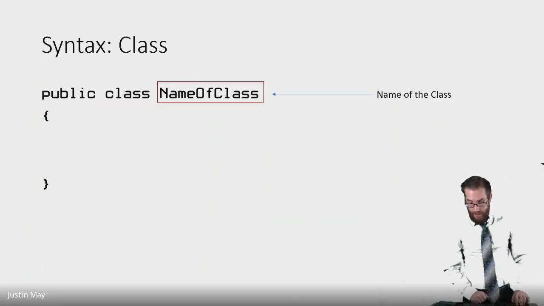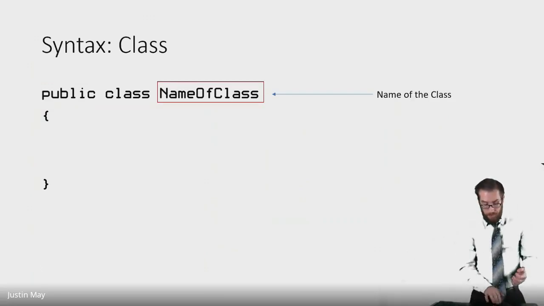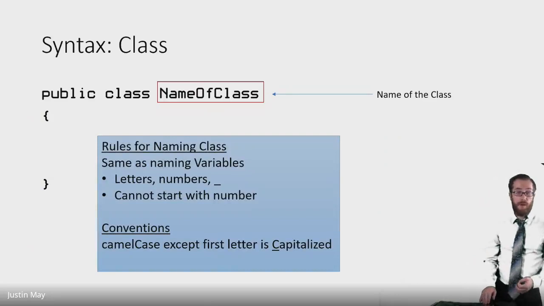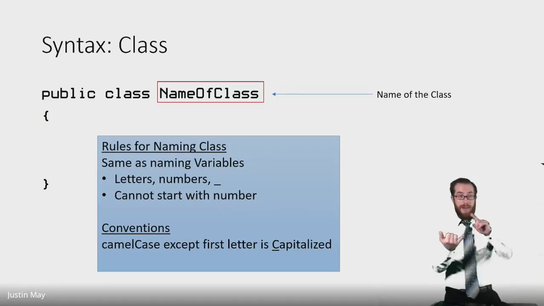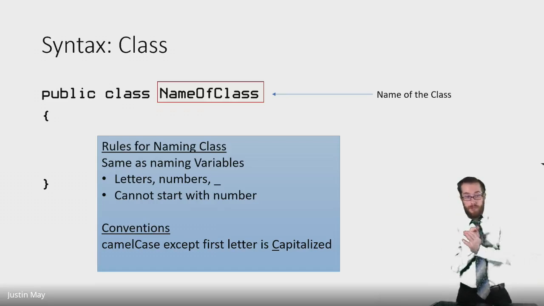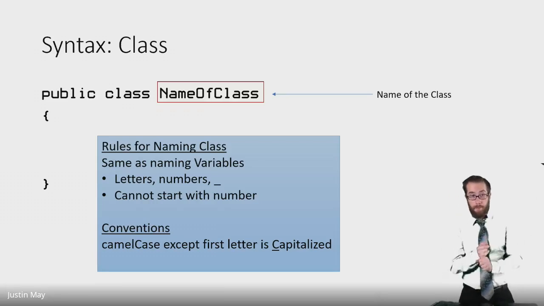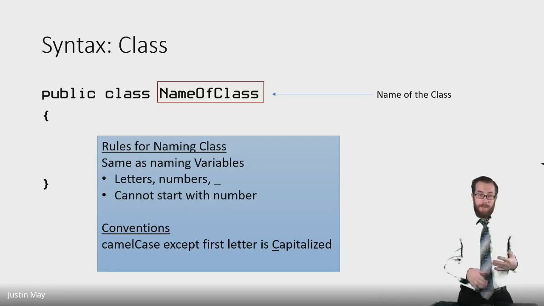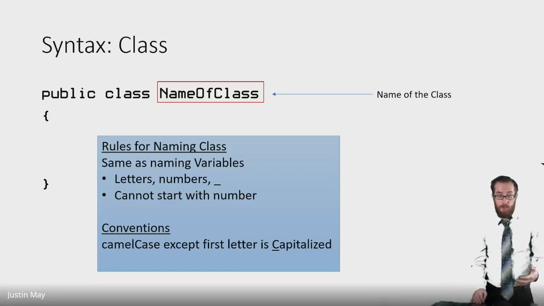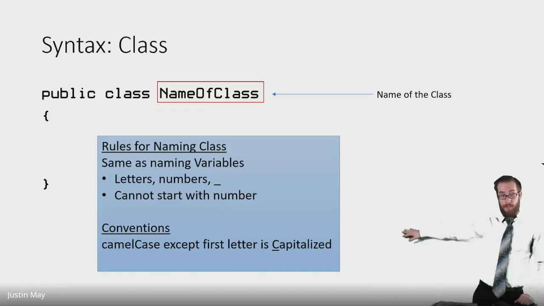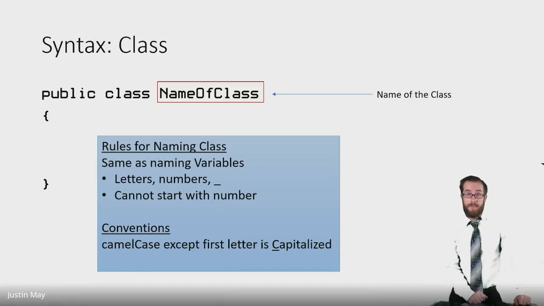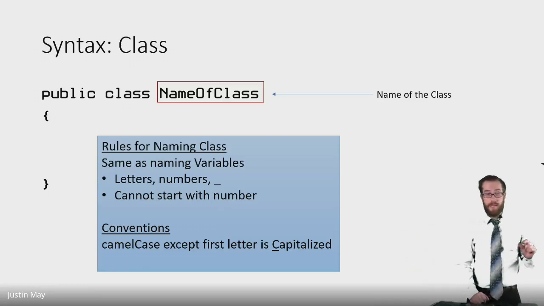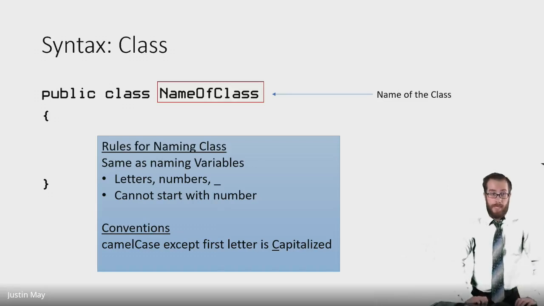The class header has the name of the class in it. When you name your class, you follow the same rules as you do for naming variables. So it's going to be made up of letters, numbers, and the underscore, and it cannot start with a number. The conventions for naming your classes are also similar to variables. You use camel case. The only difference is we capitalize the first letter of a class name. So variable names start with lowercase letters, class names start with uppercase letters.